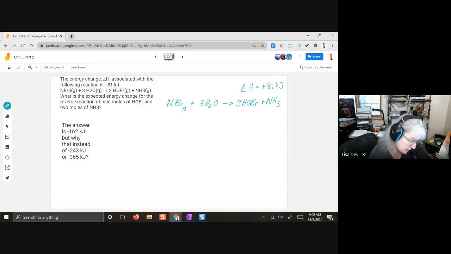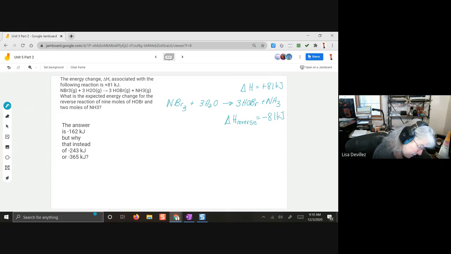Okay, all right, so if it's endothermic going forward, if I reverse it, it's going to be exothermic. So delta H for the reverse is negative 81. So that's why this is going to be negative. And then let's see then. So 9 moles and 2 moles.